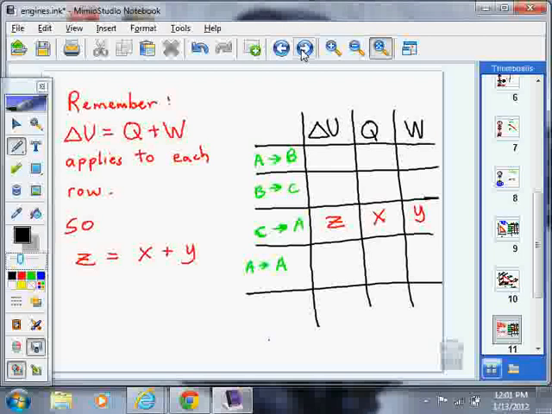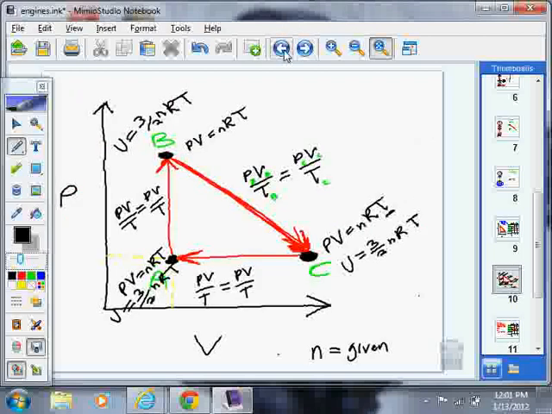Yeah? Okay. Look, you've got to remember, each red arrow, like from A to B, right here. This red arrow right here, that thermal process. As it went from A to B, you were heating up, but you were holding the volume fixed, yes? Well, you're going to have to calculate.